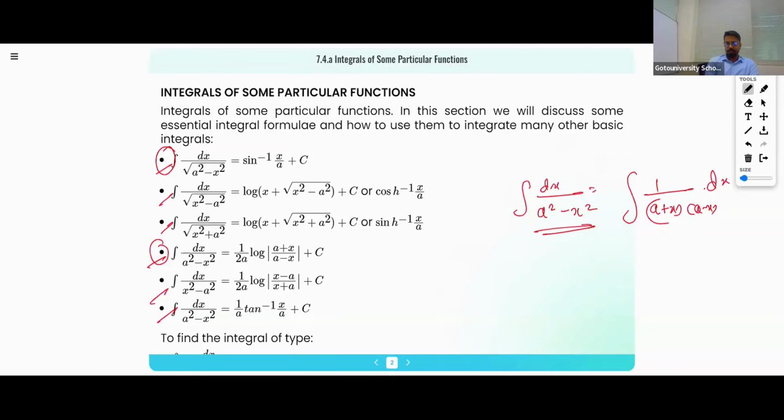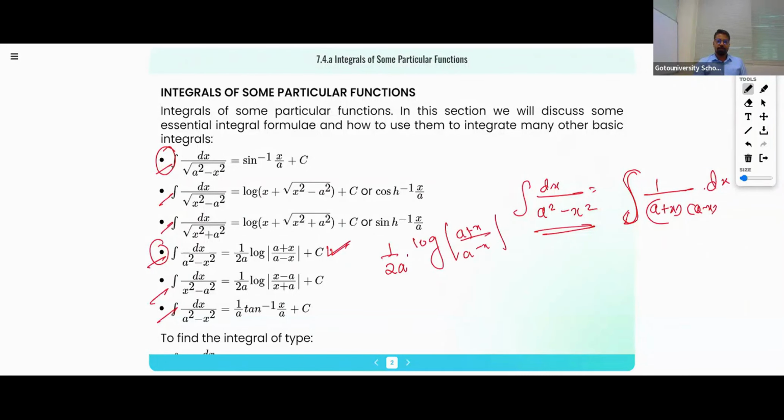As I don't want to stress on the proof part right now, it's better you check the proof of this in the textbook. I'm going to take this directly as the proved formula. So 1 by 2a into logarithm of a plus x divided by a minus x.